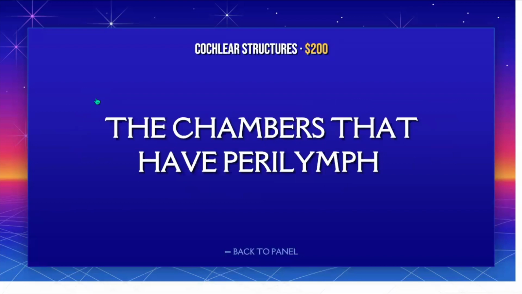Next, we're on to the second category about structures of the cochlea. And so the first question for 200 is the chambers that have perilymph. And the answer to this would be, what are the scala vestibuli and scala tympani? Perilymph is rich in sodium ions. Not mentioned here is the scala media, which has endolymph, which is rich in potassium ions.